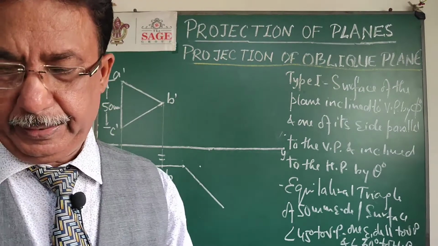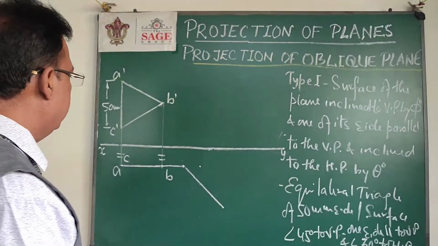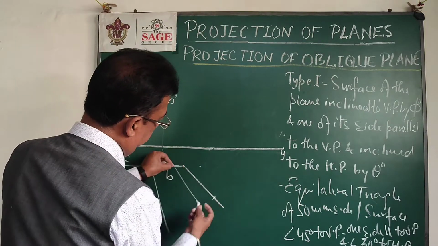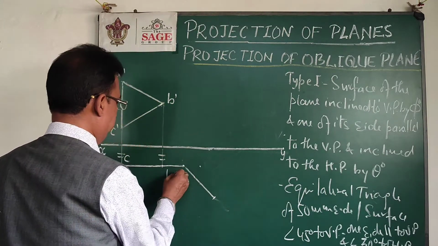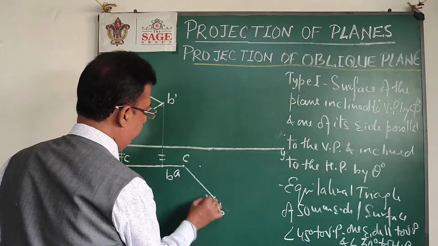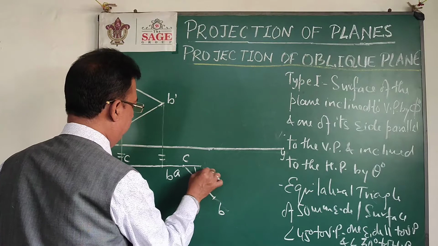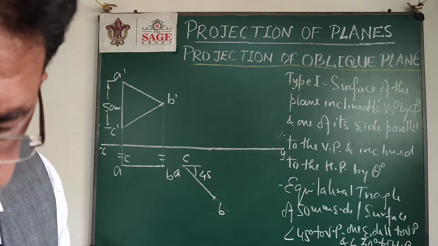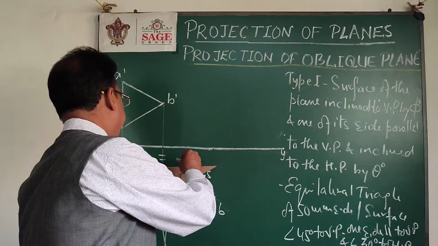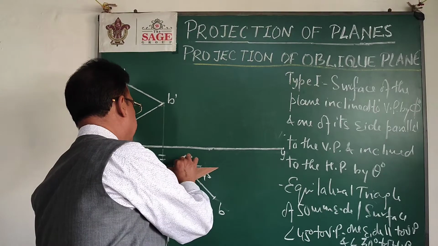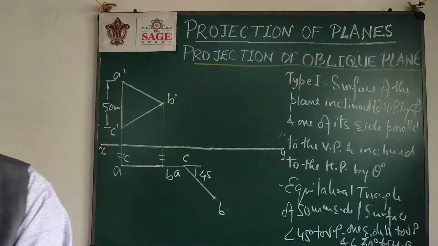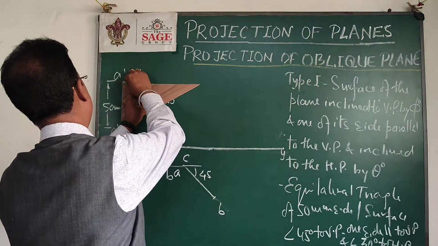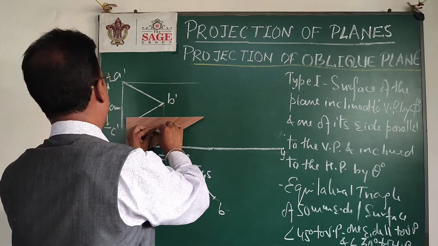As you know, if we make the plane inclined to VP, the length of the top view is not going to change. So copy the same top view length from the earlier figure. So this is the figure, this is A, this is C, and this point will be B. This angle will be 45 degree. Now with the help of this top view, we can easily project the front view. So for the front view, draw the locus lines initially. Draw 3 locus lines for the triangle.